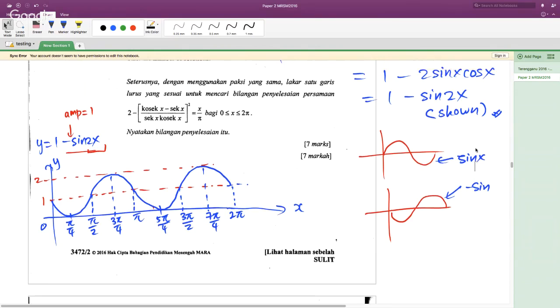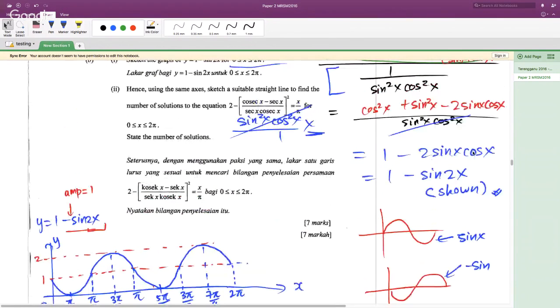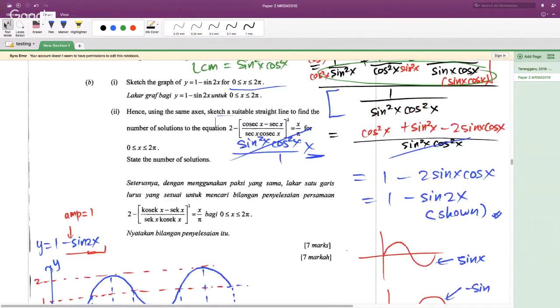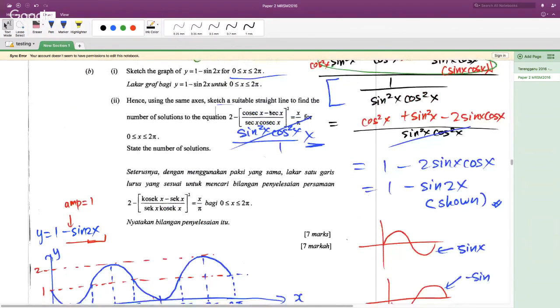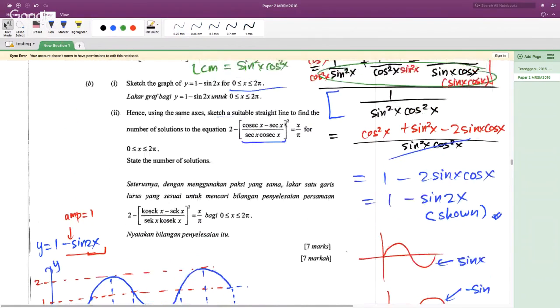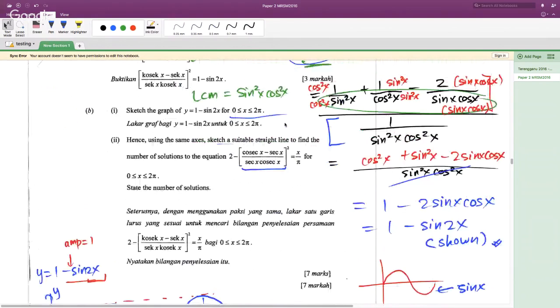Okay, so let me move on to the third part. Hence, use the same axis, sketch the straight line to find the number of solutions. So basically, the complicated thing here is actually equal to 1 minus sine 2x. And 1 minus sine 2x basically is equal to y.